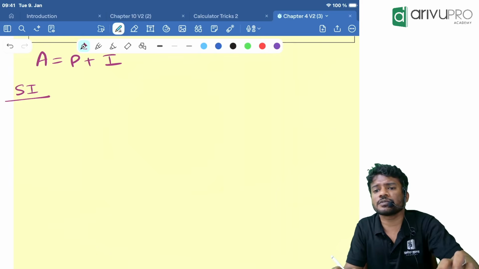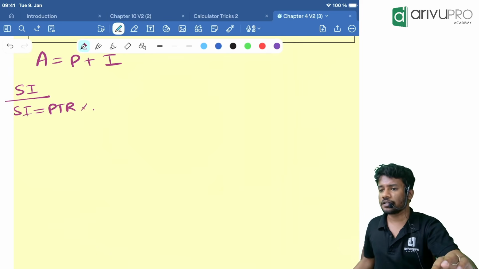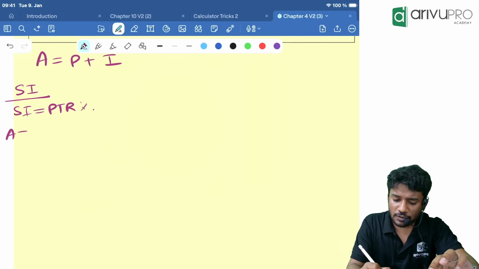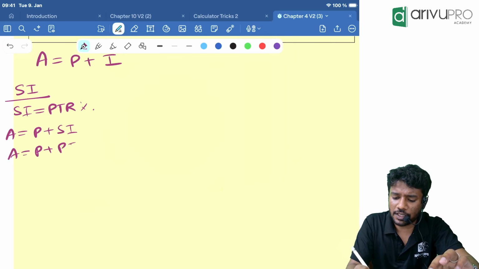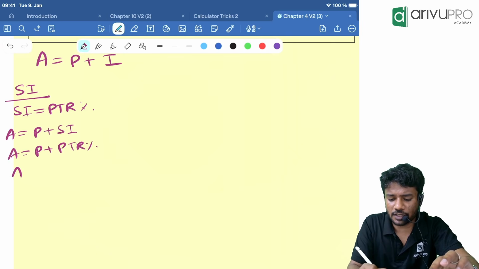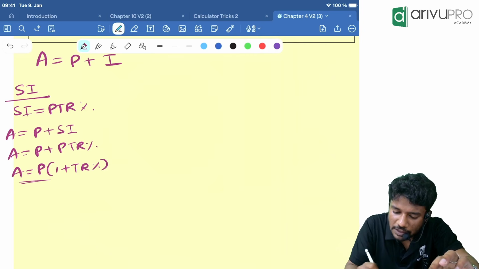Now first one, simple interest. What is the formula for simple interest? SI is equal to PTR percentage. Done. Then the amount formula is what? I told you it is nothing but P plus SI. Instead of SI, you will put what? P plus PTR percentage. So this is the amount formula. If you want, you can write it like A is equal to P into 1 plus TR percentage.